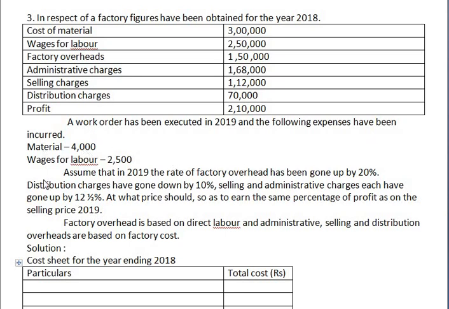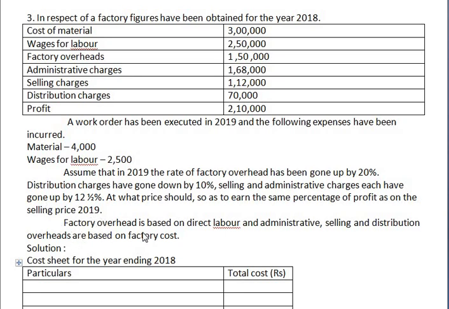Material 4,000, wages for labor 2,500. Assume that in 2019 the rate of factory overheads has gone up by 20%. Distribution charges have gone down by 10%. Selling and distribution charges each have gone up by 12.5%. At what price should the quotation be made so as to earn the same percentage of profit on the selling price as in 2019?